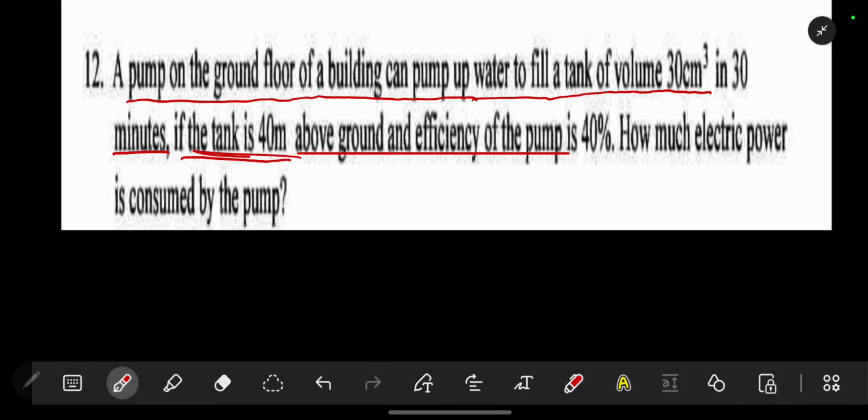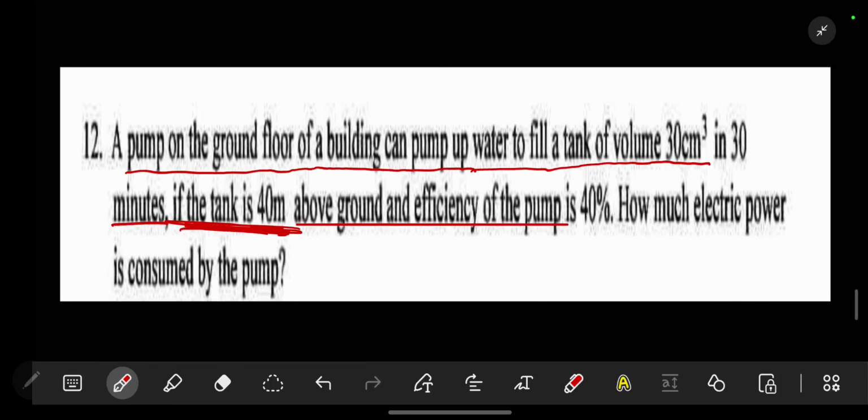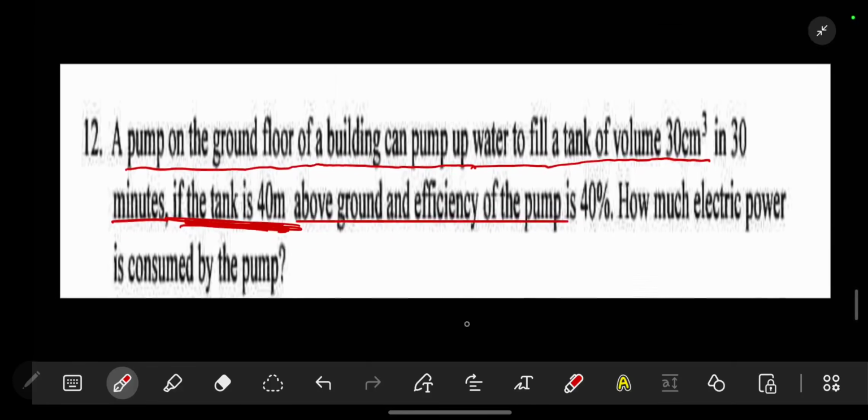So in this case, what we are simply going to do is find the power it has achieved. That will be our power output, then divide it by the efficiency. Now, looking at the fact that it is dealing with water, filling up a tank in 30 minutes, and the tank is 40 meters above, so it needs to lift the water up.